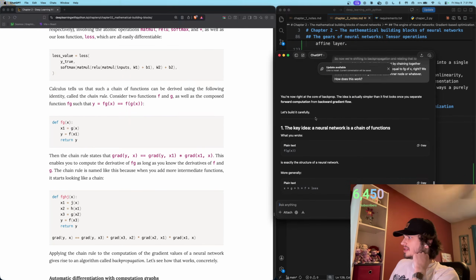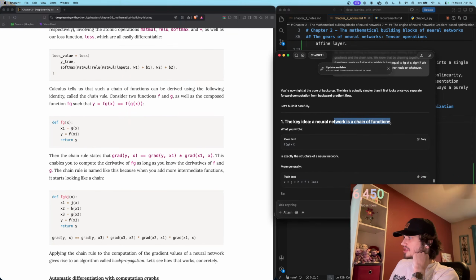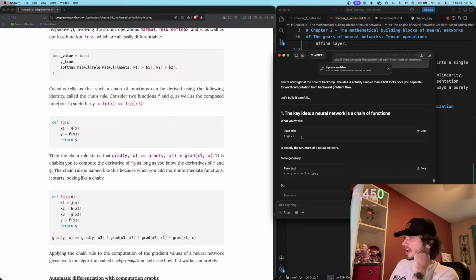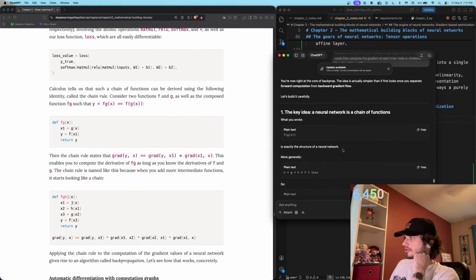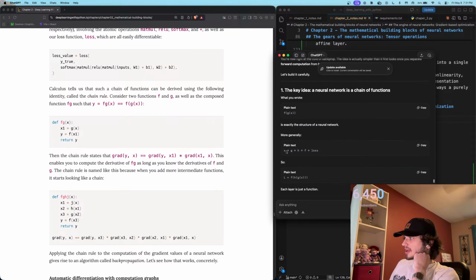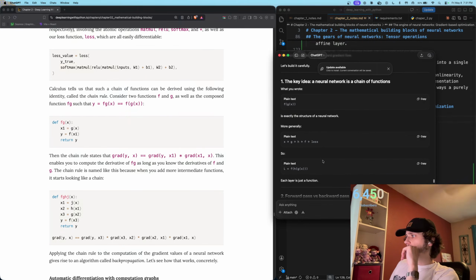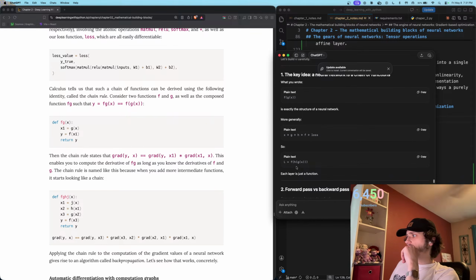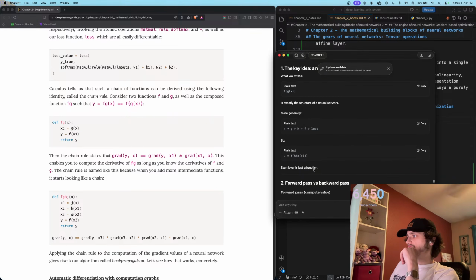The key idea: a neural network is a chain of functions. You wrote f of g of x, which is exactly the right structure for a neural network. More generally, x calls g, calls h, calls f, calls loss. So the loss is equal to f of h of g of x. Each layer is just a function.